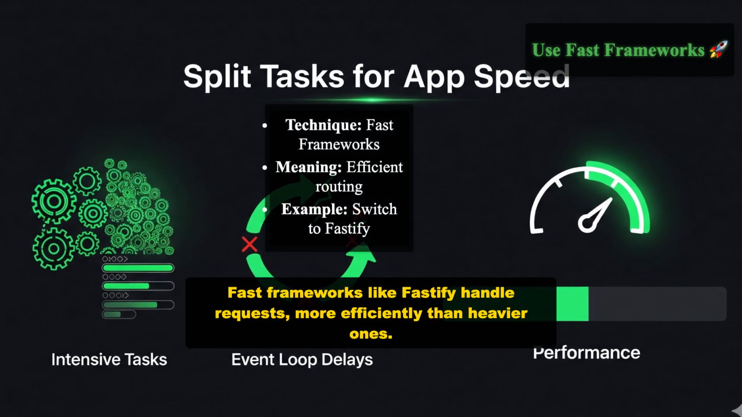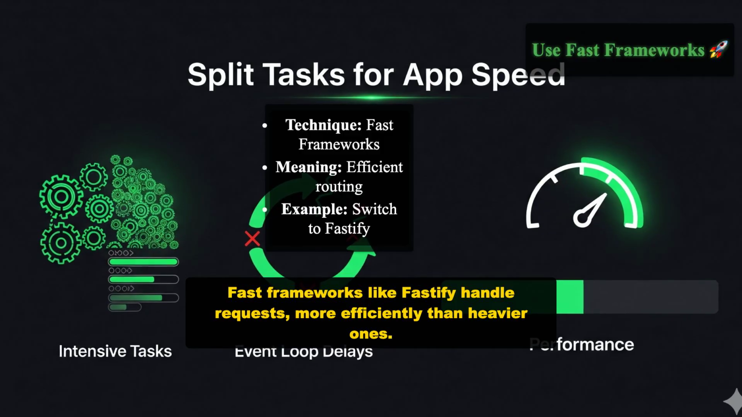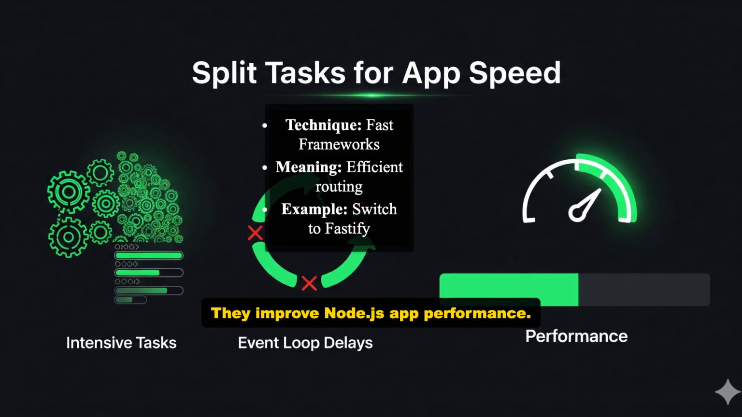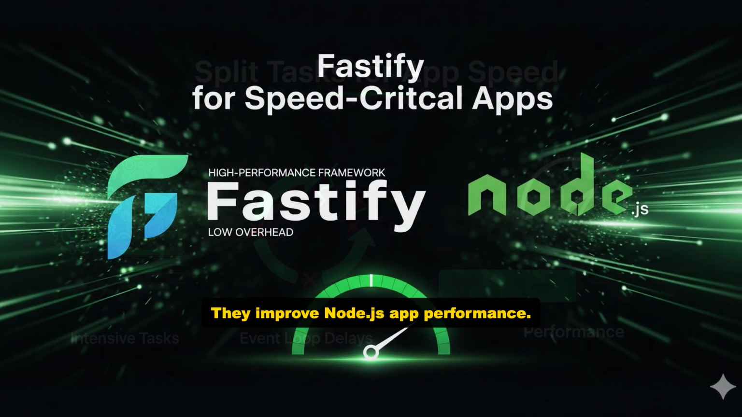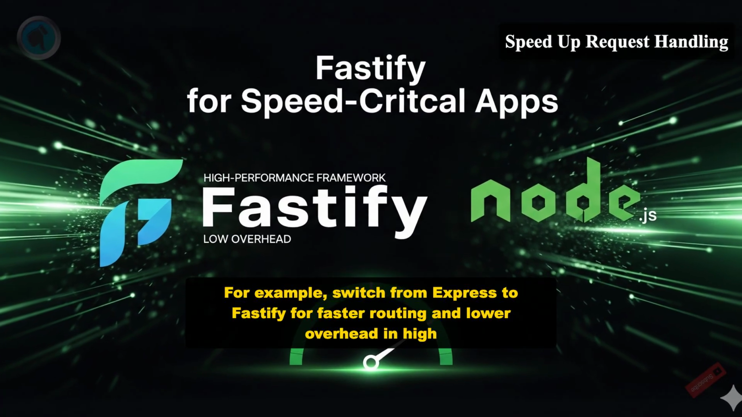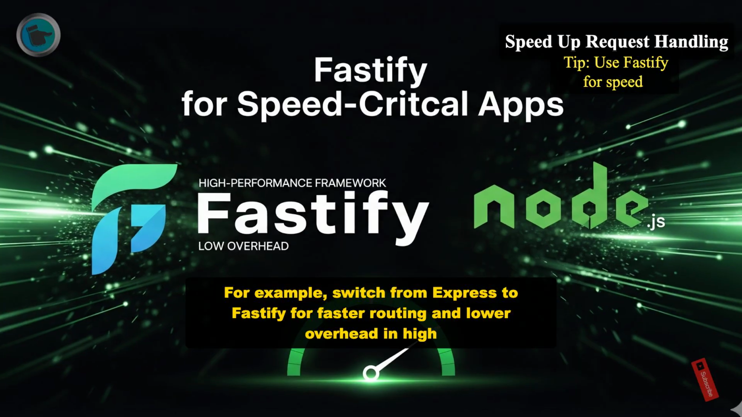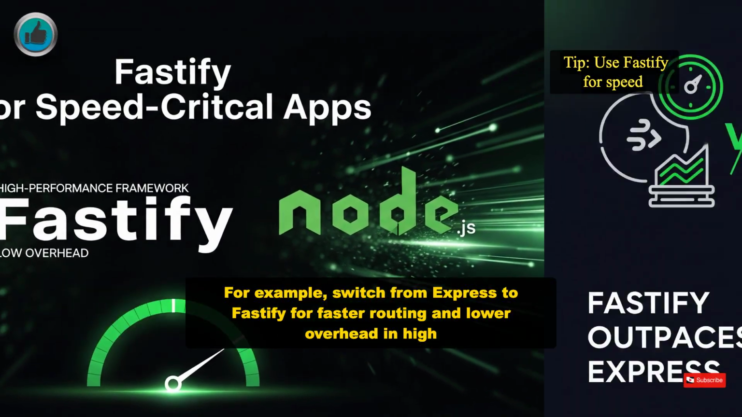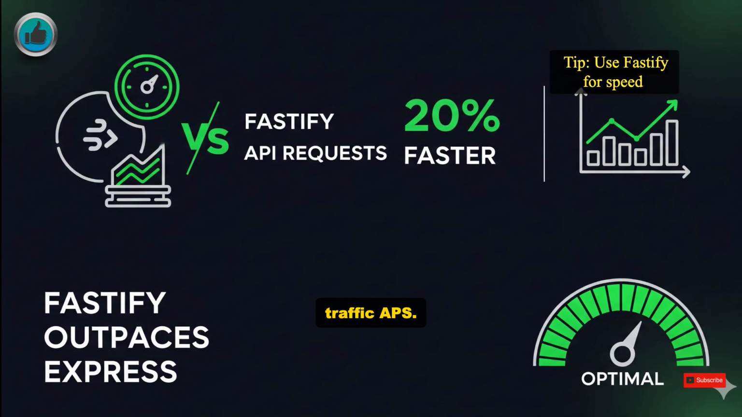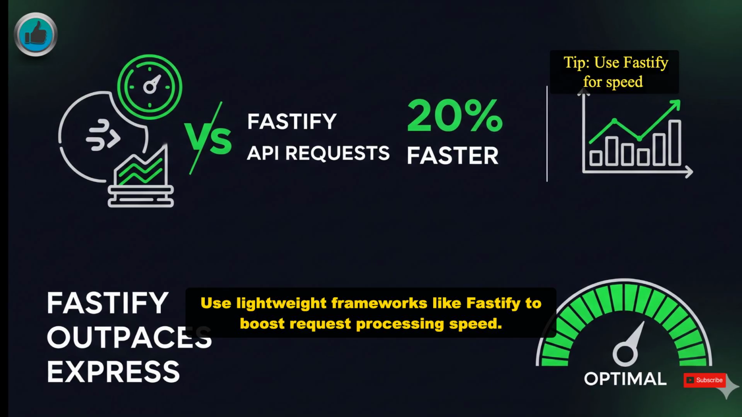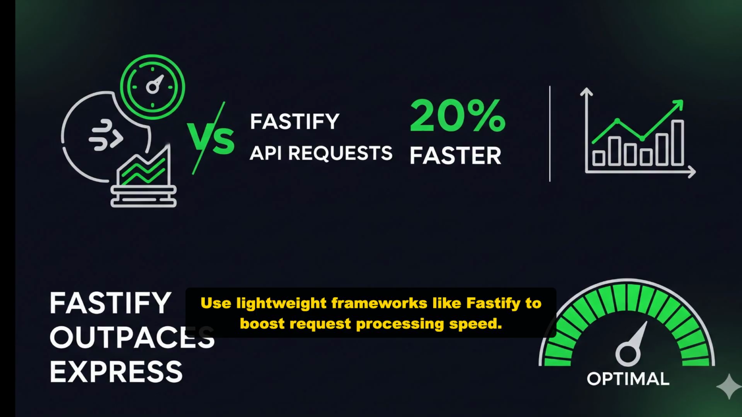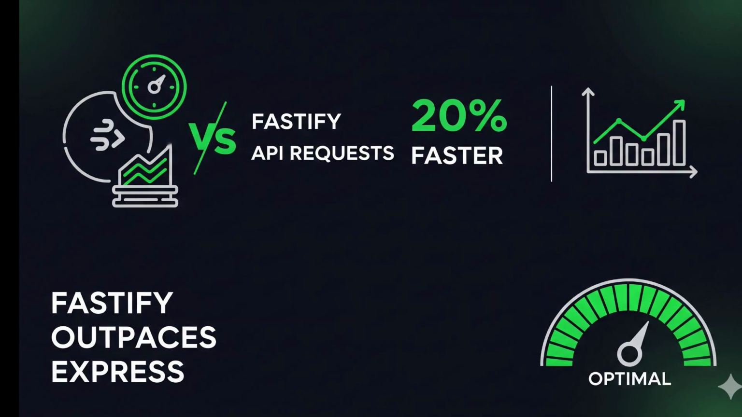Fast frameworks like Fastify handle requests more efficiently than heavier ones. They improve Node.js app performance. For example, switch from Express to Fastify for faster routing and lower overhead in high-traffic APIs. Tip: Choose lightweight frameworks like Fastify to boost request processing speed.